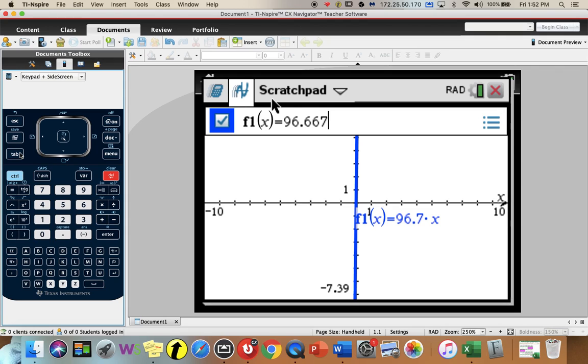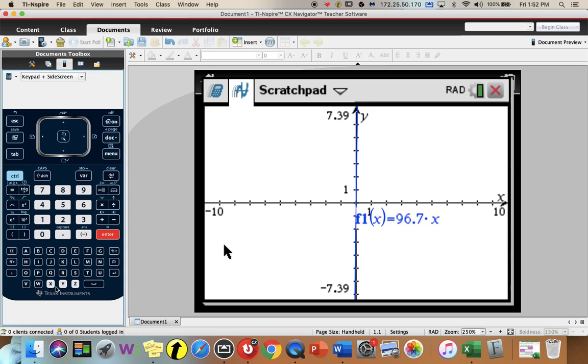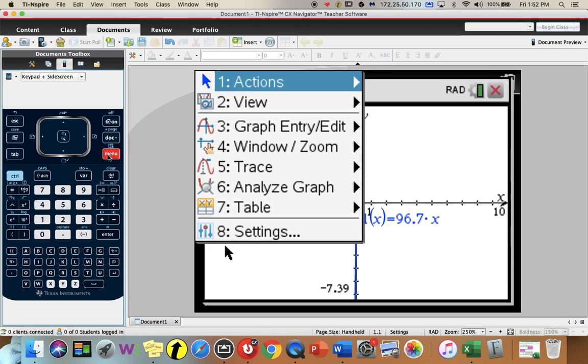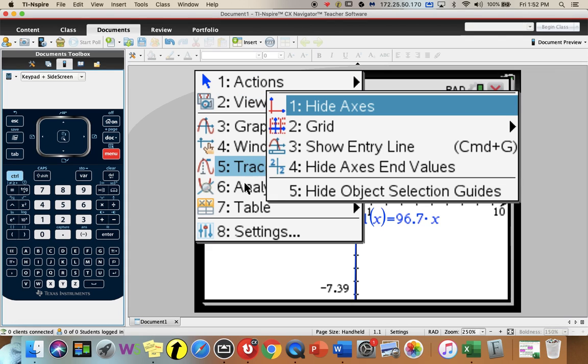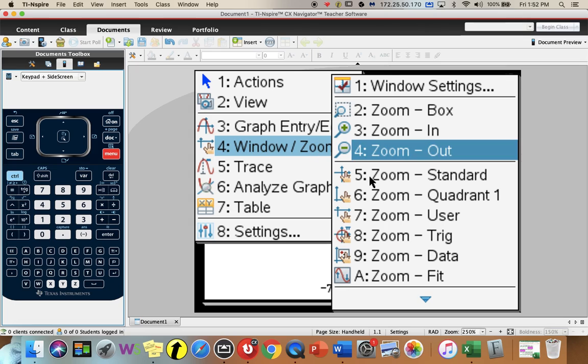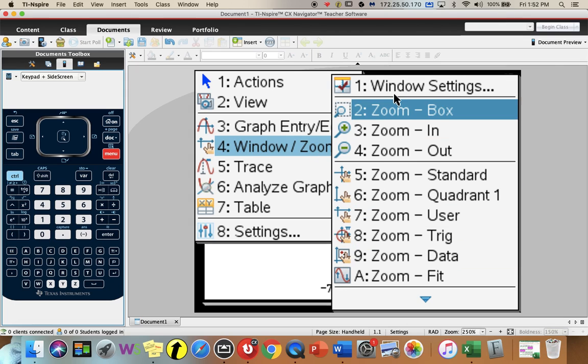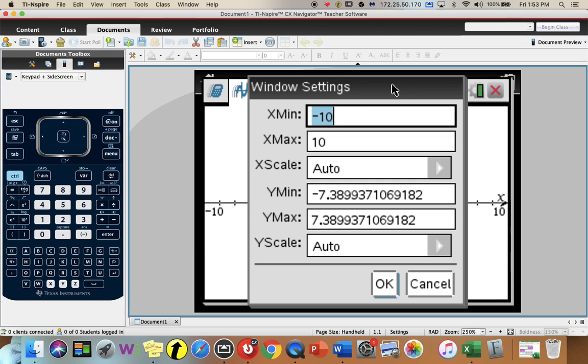Oops, I just erased my last one. Okay, so this should have been in X. Here it is: 1,000 plus $55x per month. If you don't see it, let's think about what our domain and range is. So menu, Window Zoom. You can usually zoom fit your graph, but let's play with the window settings.